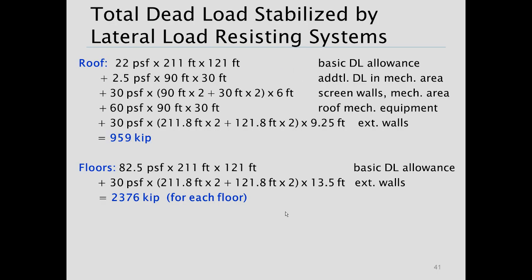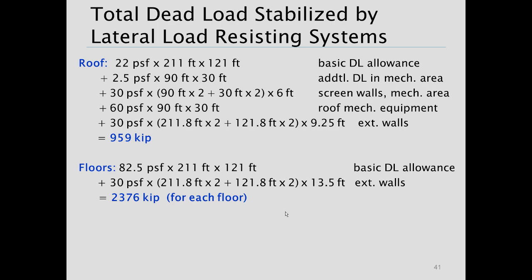All right, so in terms of getting our overall destabilizing effects on the building, we need to total everything up in terms of what's that total load that tends to destabilize our braced frames at the roof. And so our basic dead load allowance on the top, the dead load of the mechanical area, the 90 foot by 30 foot mechanical area, weight of the screen walls around the mechanical area, our 60 PSF roof mechanical equipment, the exterior walls supported at the roof level, and all that totals up to 959.